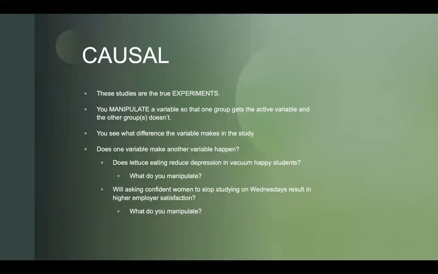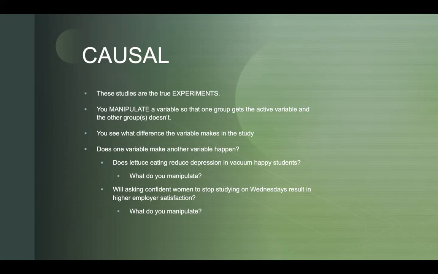Causal studies are kind of what we think of as the true experiments when it comes to science. When you think about, I'm going to do some science, a lot of times people imagine you're going to do a causal study. In a causal study, you manipulate a variable. We talked a fair amount in the last video about what that means. One group gets maybe the active variable or a particular level of the variable, and the other group doesn't get that same level. So you're changing how much of a variable each group gets, and you see the difference that the variable makes in the study.